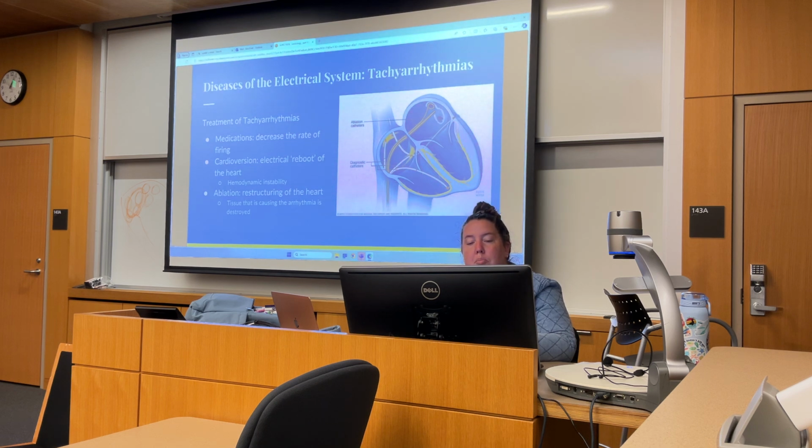And then there's also ablation. So ablation is what you see in this image. They can go up through the femoral artery using these catheters, and the ends of the catheters are used to burn the areas of dead tissue and the nerves that are causing these abnormal rhythms. And they can use ablation in the atria or the ventricles.